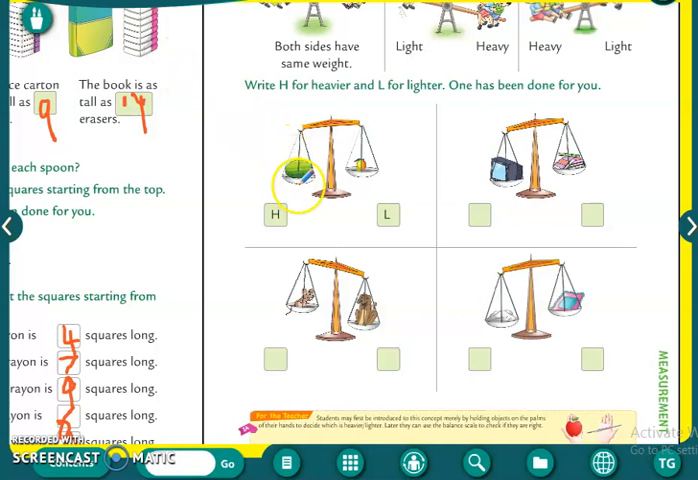See here, one watermelon is there and here a mango is there. So watermelon will be heavy. So we have written H over here and L is written over here. Now here this is a television and these are some books. So television will be heavy, so we will write H over here. And the books will be lighter, so we will write L.